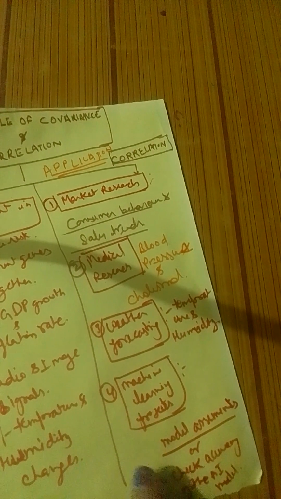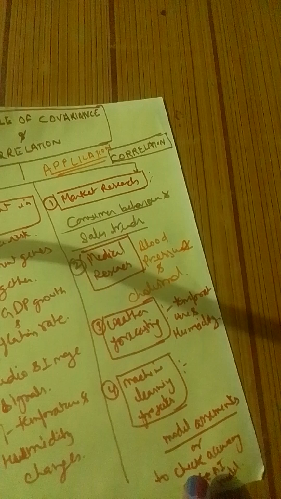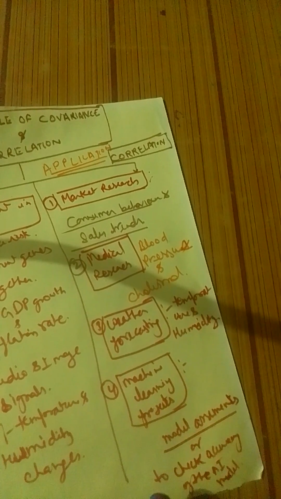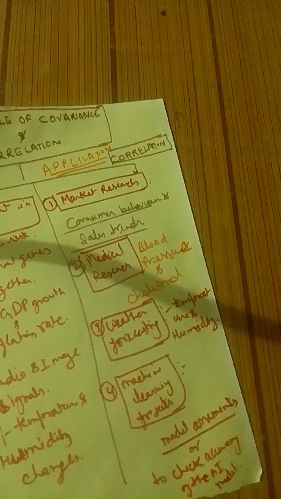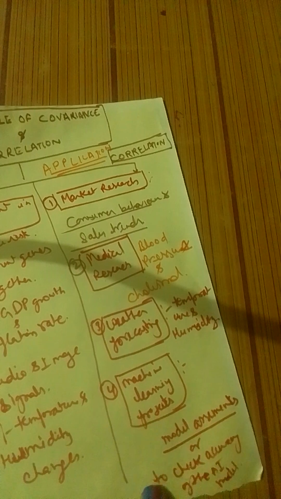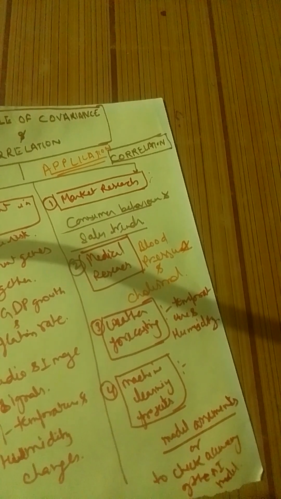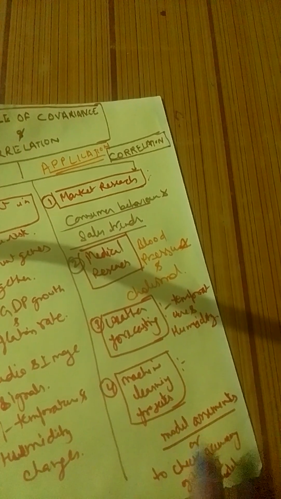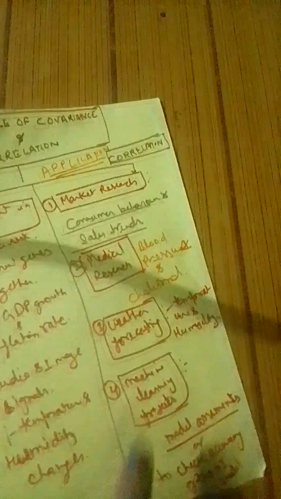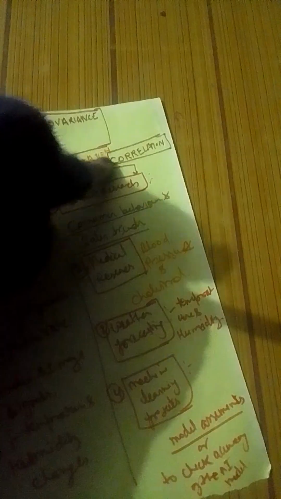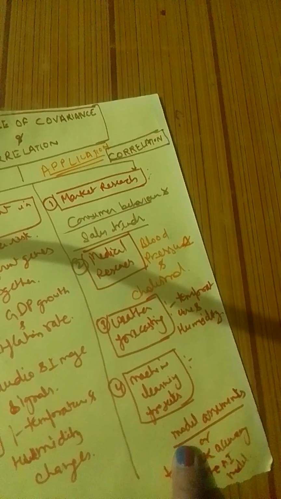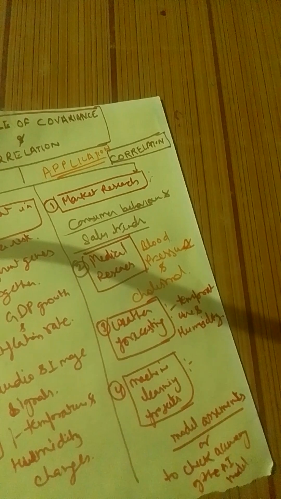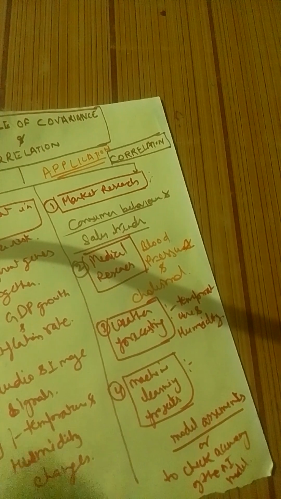When data scientists or artificial intelligence and machine learning engineers build their AI model, to check whether the model's accuracy is good or not, they use the correlation method. So the number 4 application of correlation is machine learning projects while building an AI model.